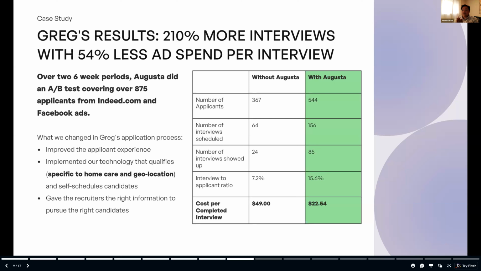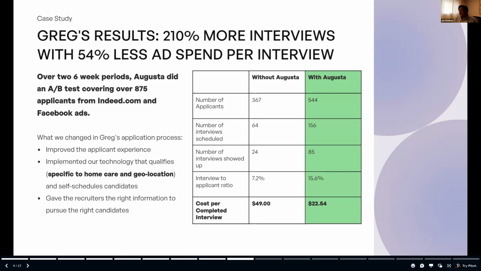So obviously it doesn't really matter how close they are to your home care agency, because they probably come there, what, once, twice a year, maybe. But we geolocate your caregivers to where your clients live, give the recruiters the right information. And what that all pans out to is more interviewing and ultimately less ad spend per completed interview. And this also results in more hires.